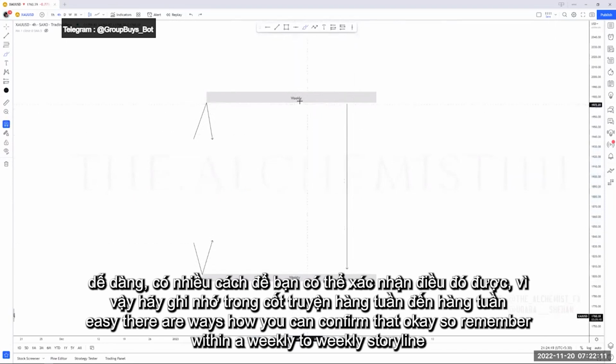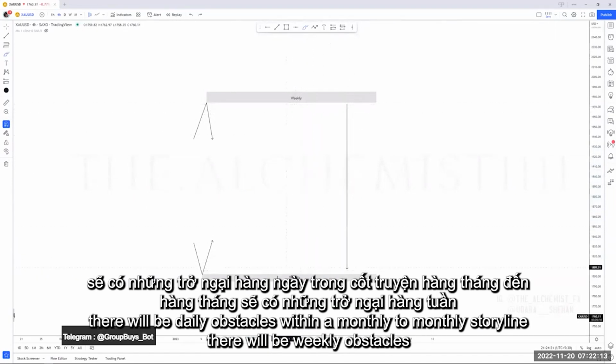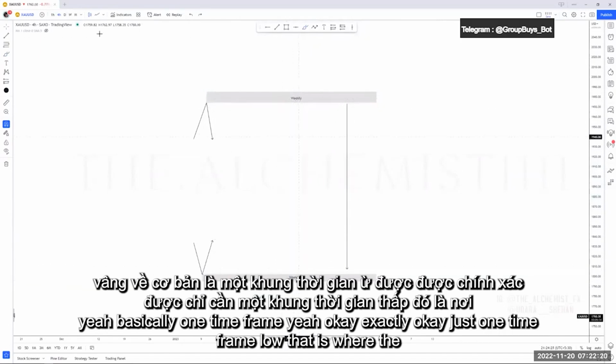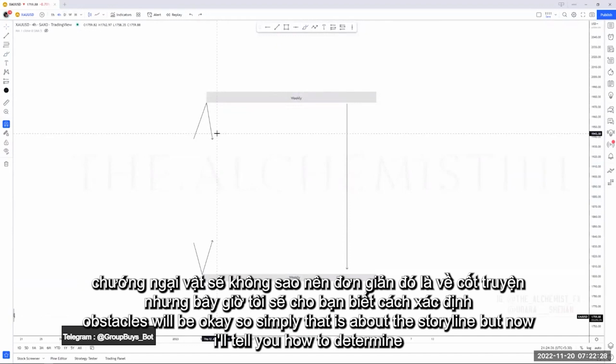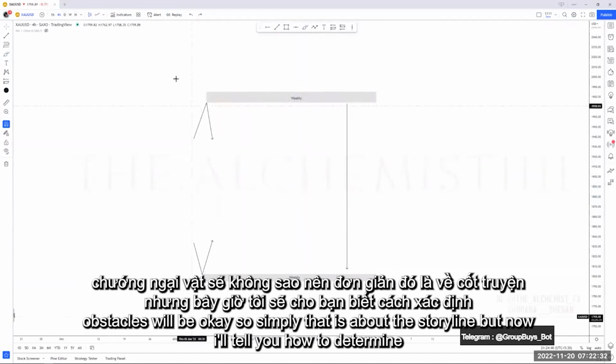Within a weekly to weekly storyline, there will be daily obstacles. Within a monthly to monthly storyline, there will be weekly obstacles. Within a daily to daily, there will be one time frame lower. That is where the obstacles will be. Simply, that is about the storyline. But now I'll tell you how to determine the storyline.